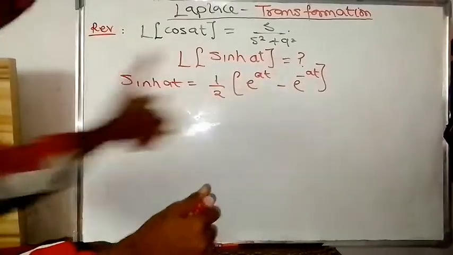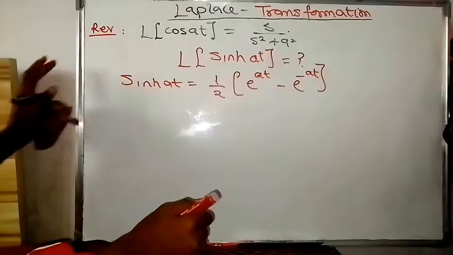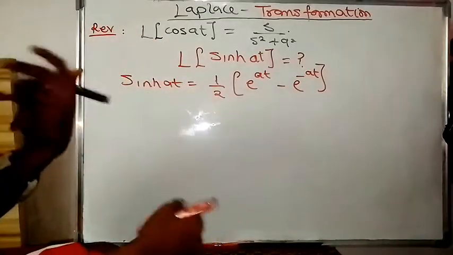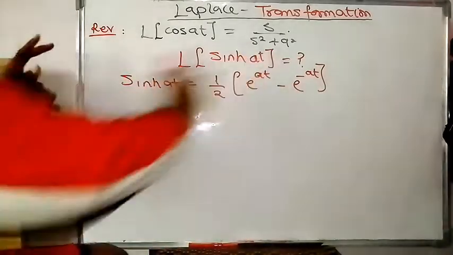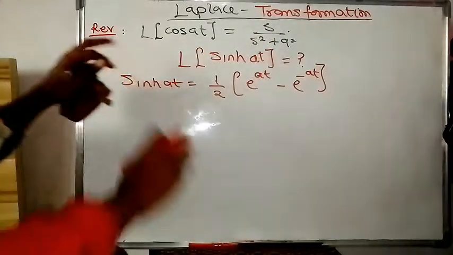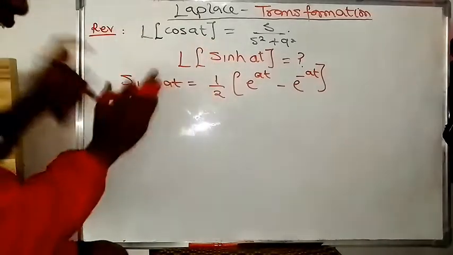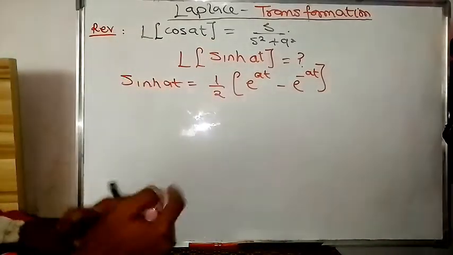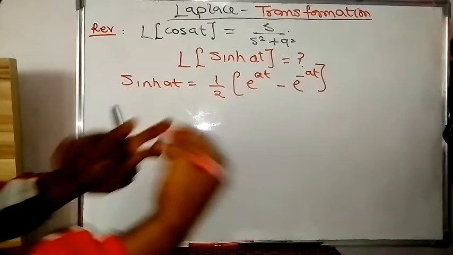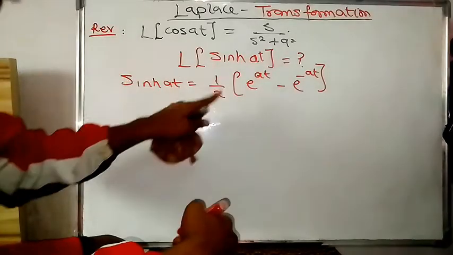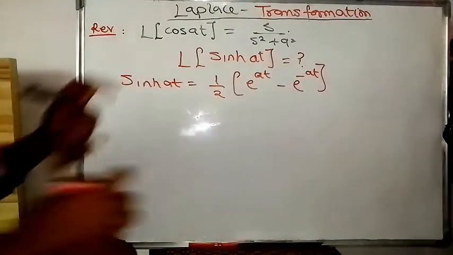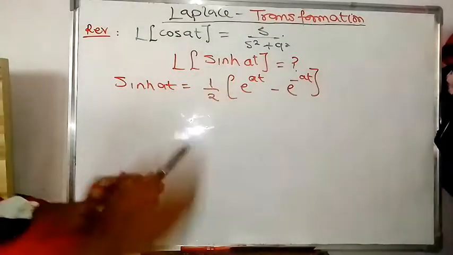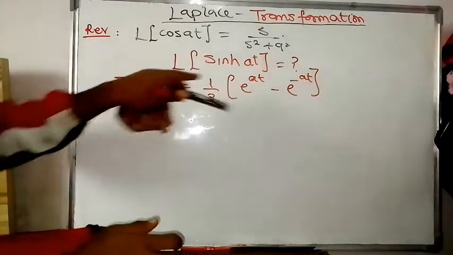This is a standard representation. It's not that you should be asking where you got this from. No, this is a standard, although it has been derived. Just like saying sine is equal to opposite over hypotenuse, sinh at is equal to 1 over 2 open bracket exponential at minus exponential minus at. This is exactly what we are going to be using to find the Laplace of sinh at.